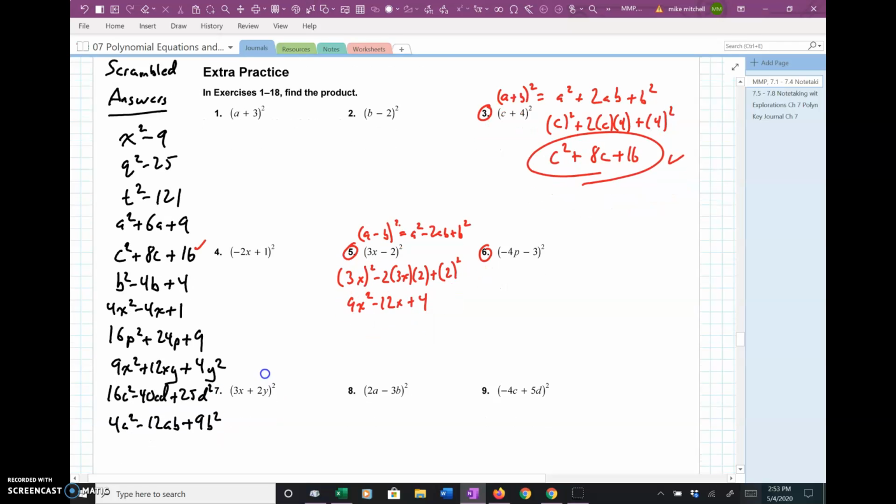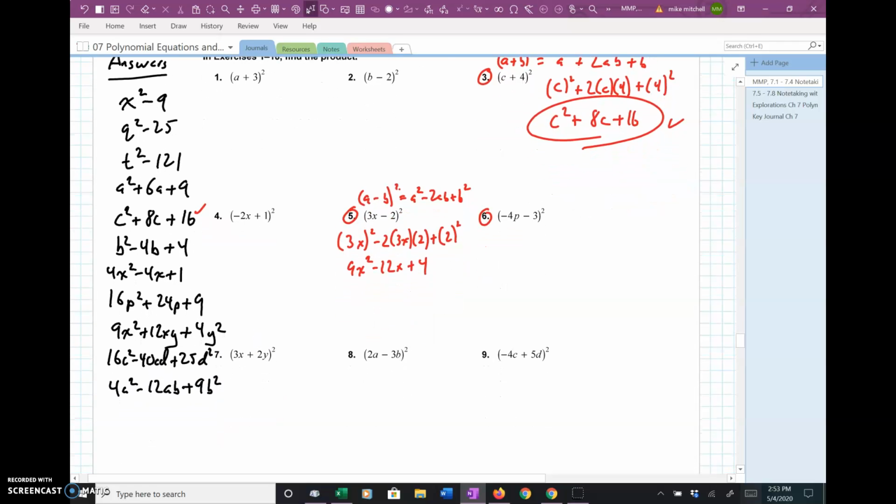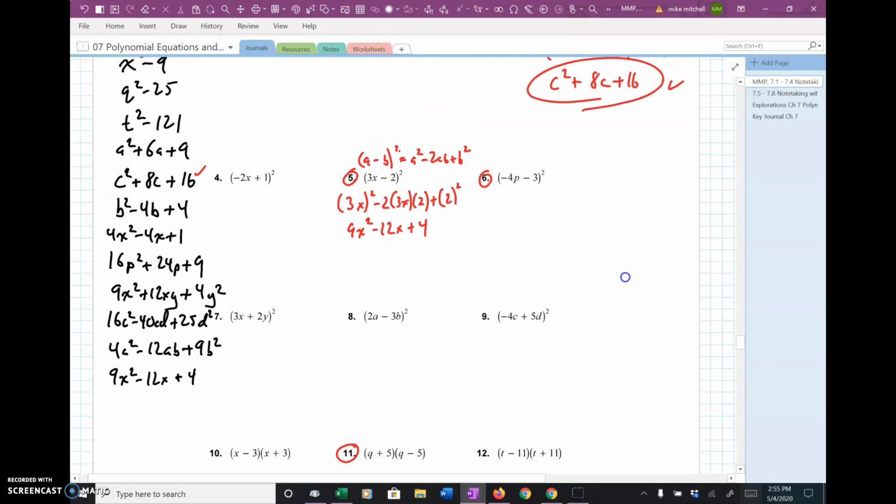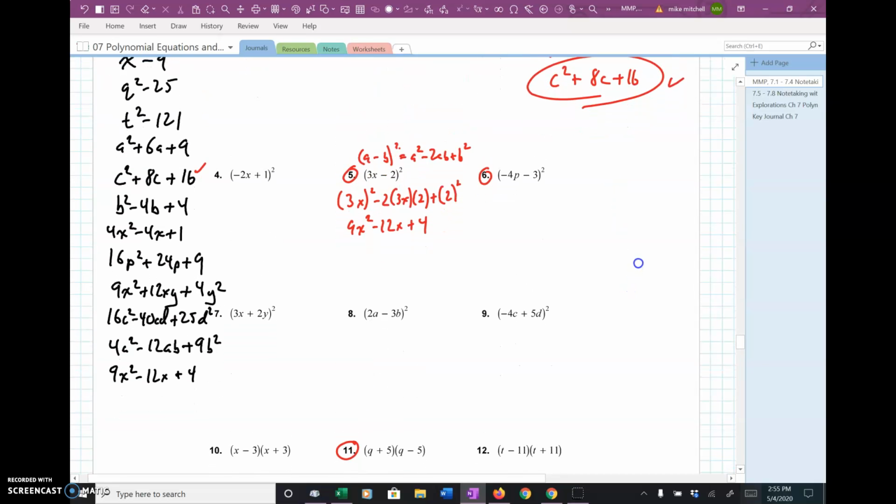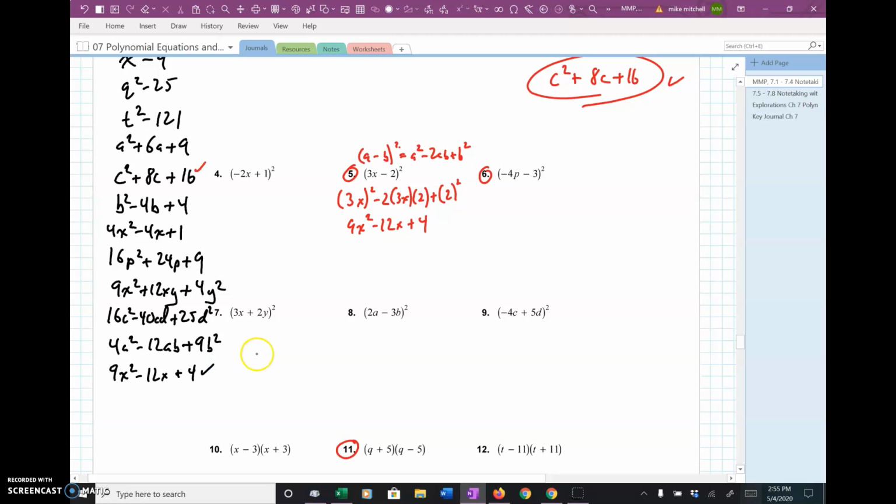I don't see my answer here. Wonder if I missed something. Well, I did miss an answer there. I had 11 answers down for 12 problems, so there's our answer. Get that in red. There's our answer I used. That checks out. We got it right there.